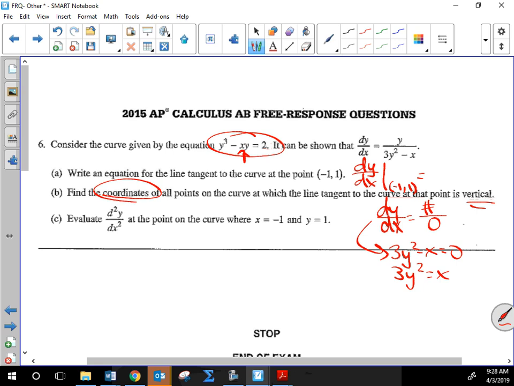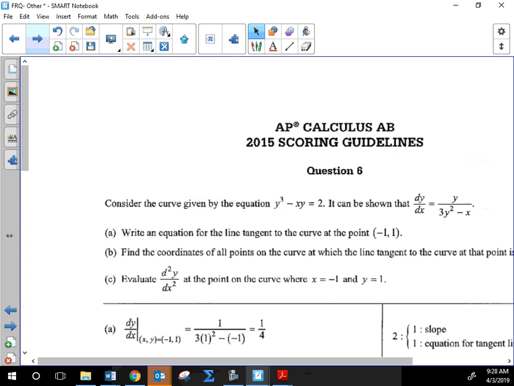And notice it says find the coordinates. Sometimes they only ask for the x values. Here they wanted the actual x, y values. All right, and then C, evaluate the second derivative at that point where x equals -1, y equals 1. So you just simply had to find your second derivative using implicit with quotient rule. Okay, so let's go take a look at our points breakdown for this guy.